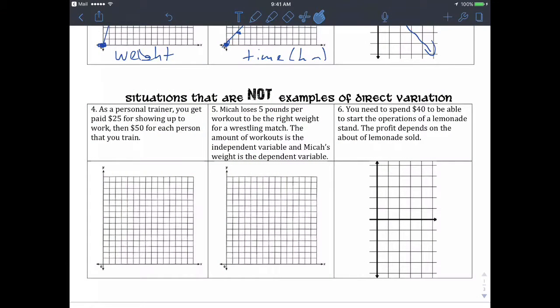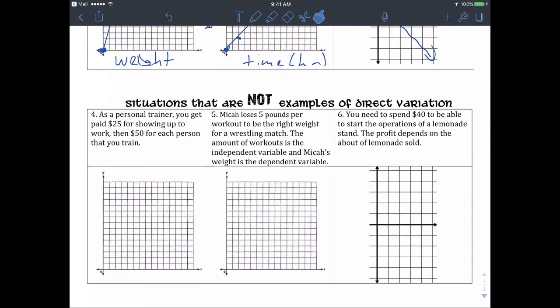All right, now he starts at $25. Okay, so the independent variable is number of people trained. All right, and then that would go up by ones. We got 1, 2, 3, 4, and then the amount of money he makes.